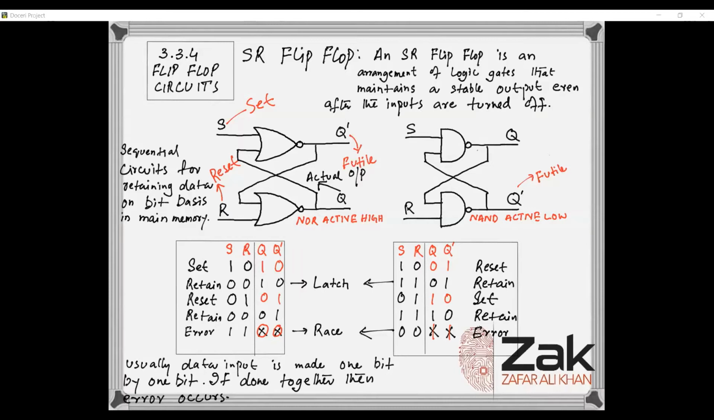Now, how would system know that the output is incorrect? Whenever there would be an error on this particular circuit, both Q and Q naught will be the same. अगर Q और Q naught same हो जाते हैं तो इसका मतलब है output में गड़बड़ है.